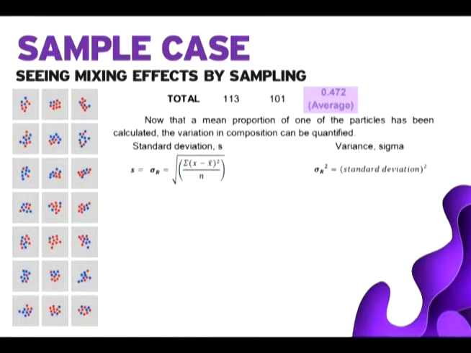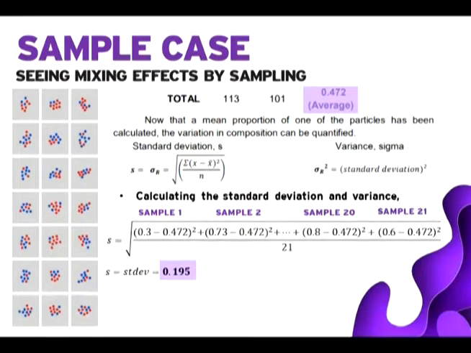Since the mean proportion of the blue chips has been calculated, the variation in composition can be quantified using the following equations. The mean proportion calculated over all the samples is 0.472, the same as the overall proportion used. To calculate the standard deviation manually, we expand the summation operator for all 21 samples in the numerator, divided by the number of samples. Taking the square root gives us the standard deviation of 0.195.